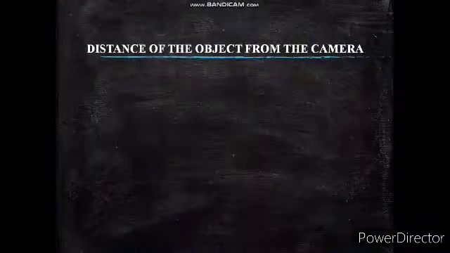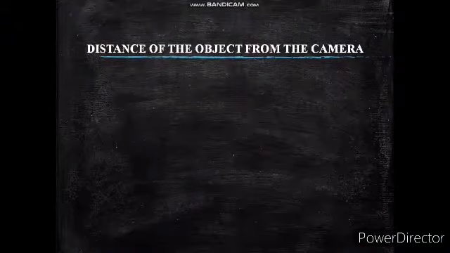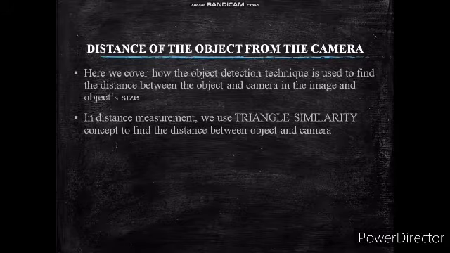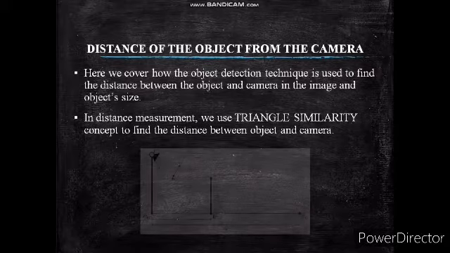Okay, now let's see how to find the distance of an object from the camera and what are the formulas used to find this distance. Under this topic we cover how the object detection technique is used to find the distance between the object and the camera, and also how to find the object size. For measuring this we apply a concept called triangle similarity.